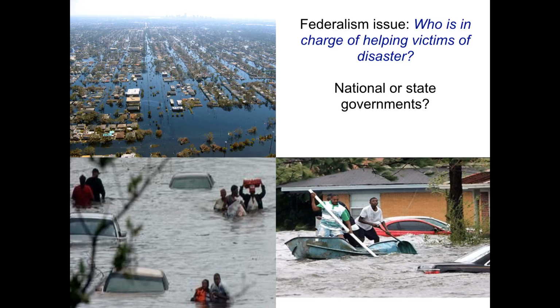Now, you can see in the distance here, it almost looks like Los Angeles, but it's not. I believe this could be New Orleans. It could also be a number of other cities where either heavy flooding has occurred or a hurricane has occurred. And the federalism question is this: who is in charge of helping victims of disaster? Well, it's the three-pronged attack.